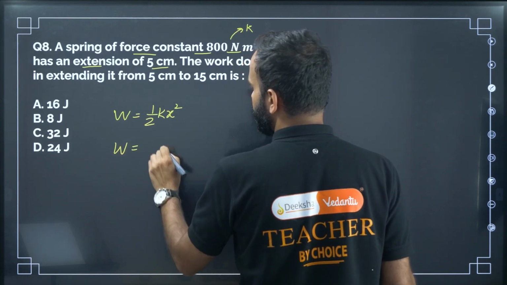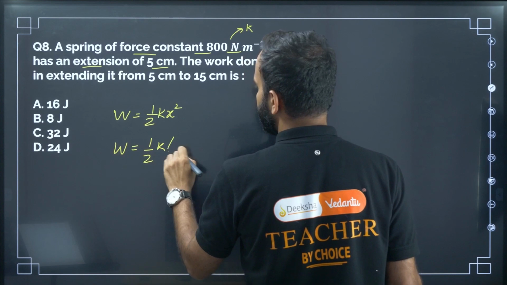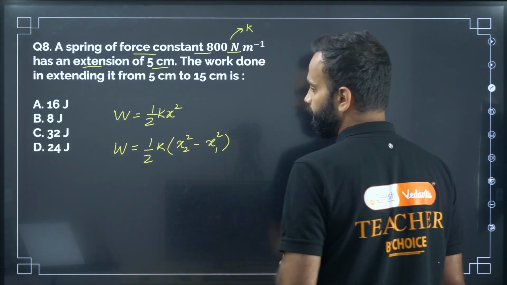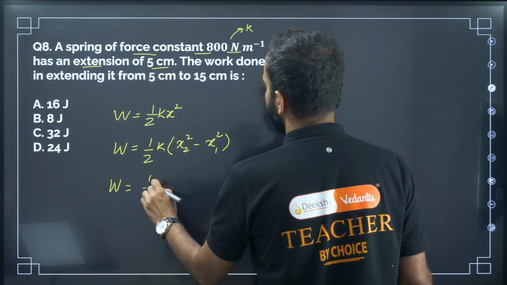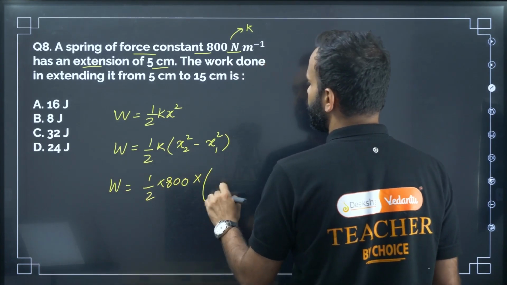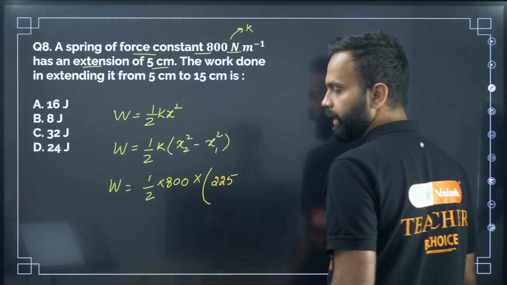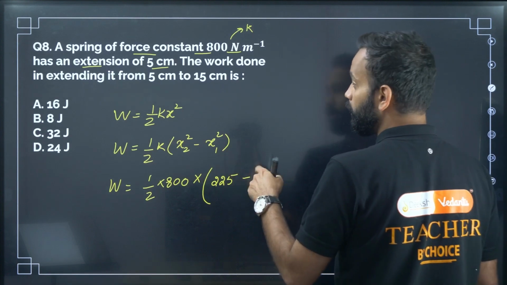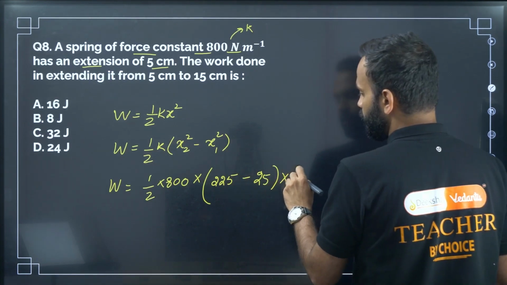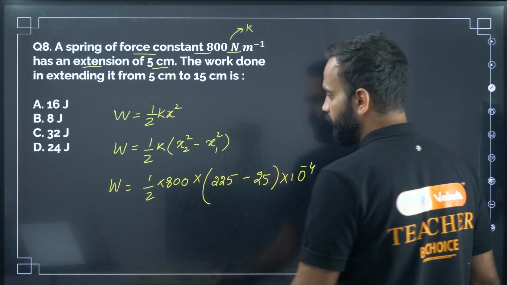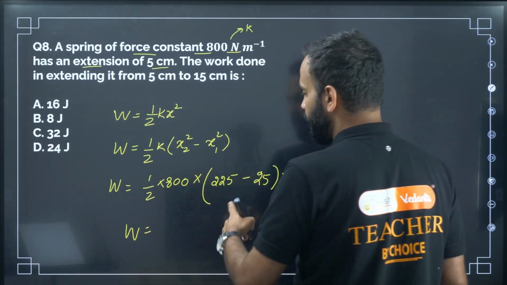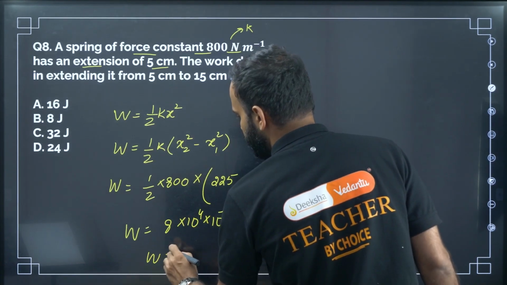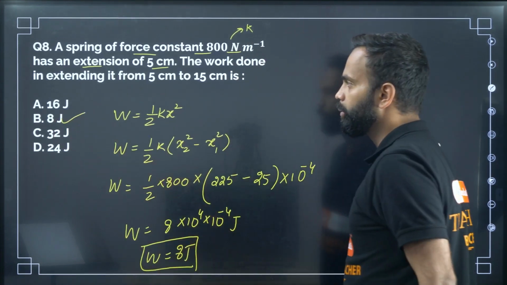So now W is equal to half into K into x2 square minus x1 square. So W is equal to half into K, which is 800 Newton per meter, into x2 square, that is 225 centimeter squared, minus 5 centimeter whole square, which is 25 centimeter squared, into 10 to the power minus 4. Now this is 200, right? So W is equal to 200 by 2 is 100. 100 into 800 is 8 into 10 to the power 4 into 10 to the power minus 4 joule. Finally, W is equal to 8 joule. The correct option is B.